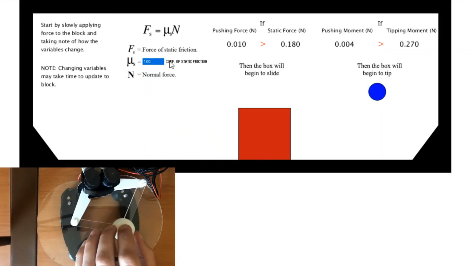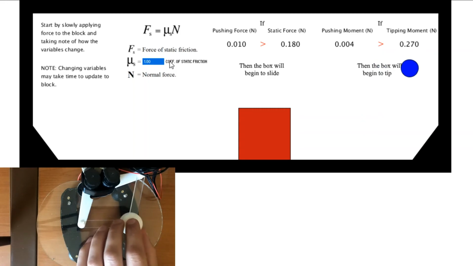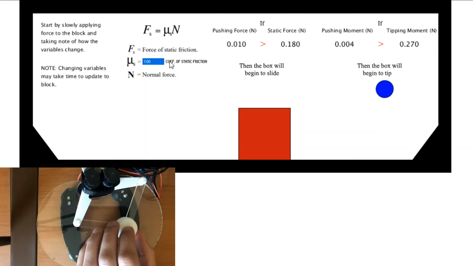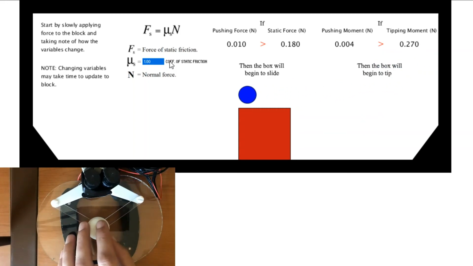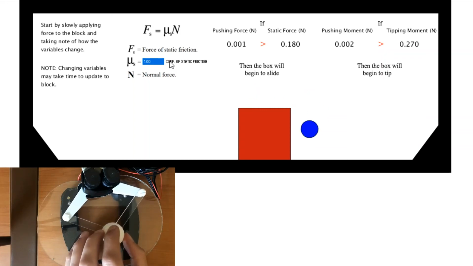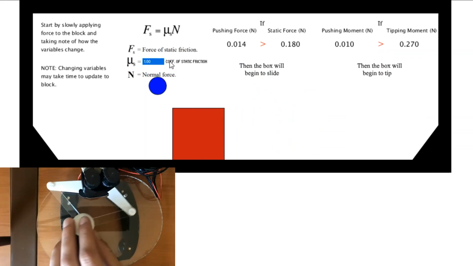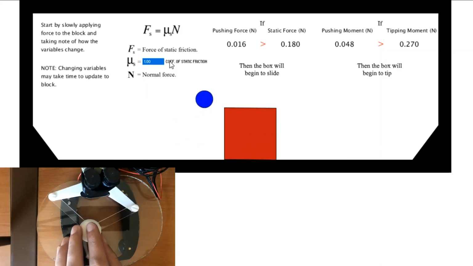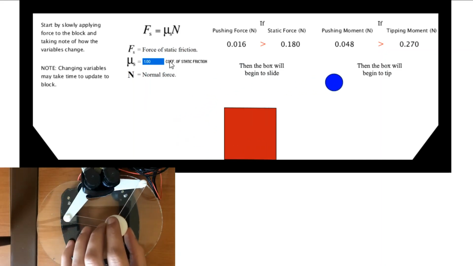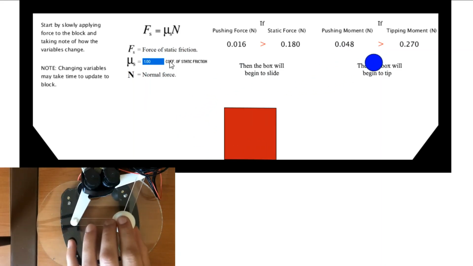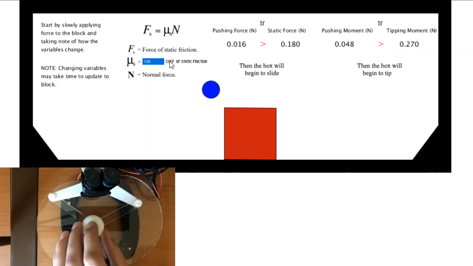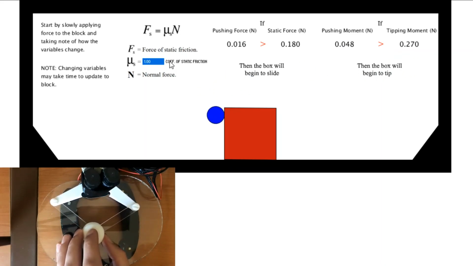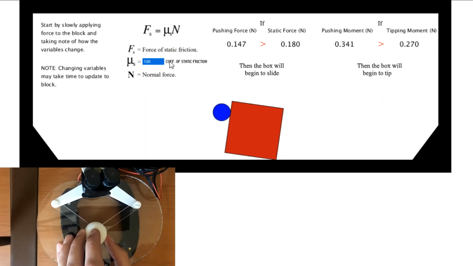Another feature that we have in this simulation is the ability to see the tipping moment required for the box to tip instead of slide. So sliding looks like this, and then you also have tipping as well. And in order for that to happen, the pushing moment must overcome 0.27. So if I hold it here, once that comes over 0.27, I'm able to tip it.